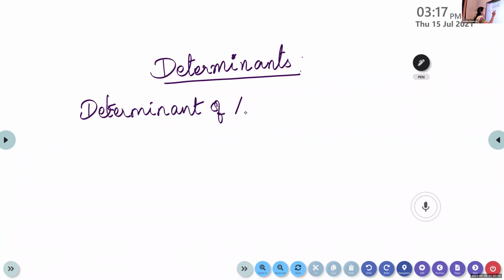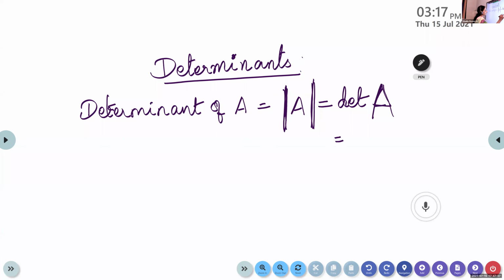the matrix A within two straight lines, listen children. We read this as determinant A. It is not modulus A. It is determinant A or det A, D-E-T, the first three letters. Or sometimes we use the symbol delta. This symbol also is used for denoting the determinant.